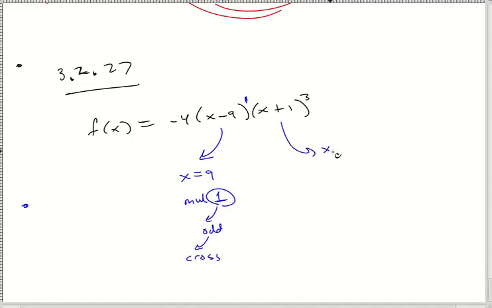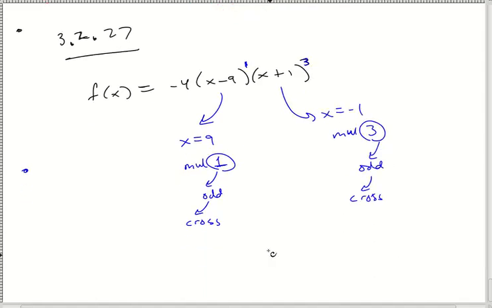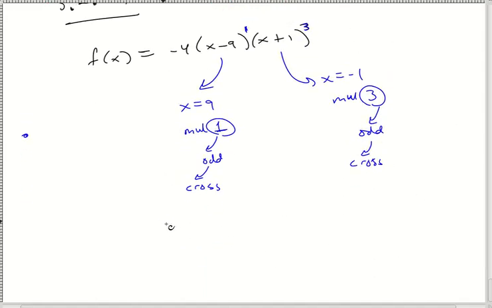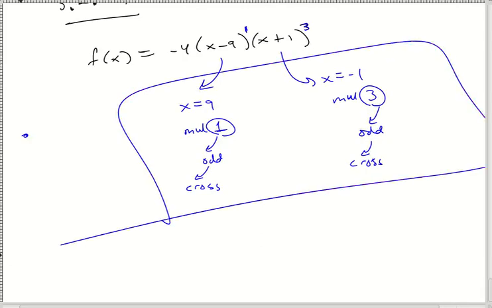Right here, solve for x. I get a negative 1. Multiplicity of, what do we got? 3. See? This number right here is an odd number. And so therefore we're going to cross there as well. And that's it. So this is your answer. You put it in the correct format, A, B, and C for MyMathLab. Takes forever, but that's definitely the point here.